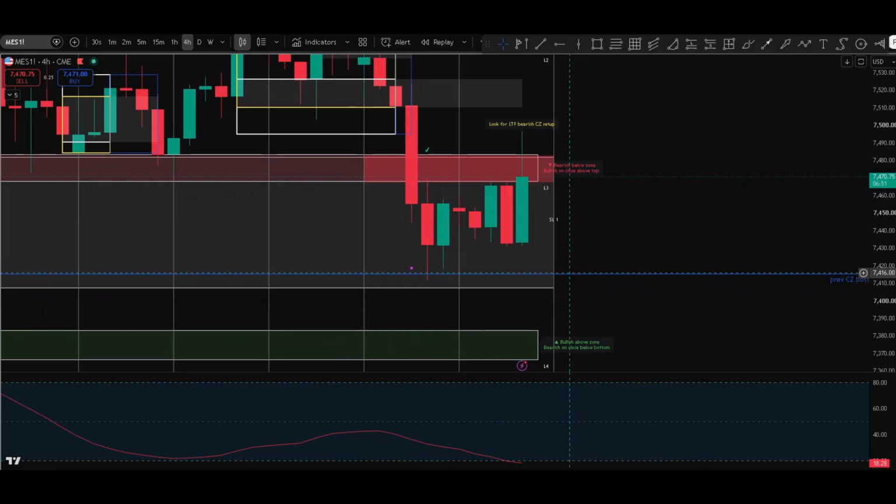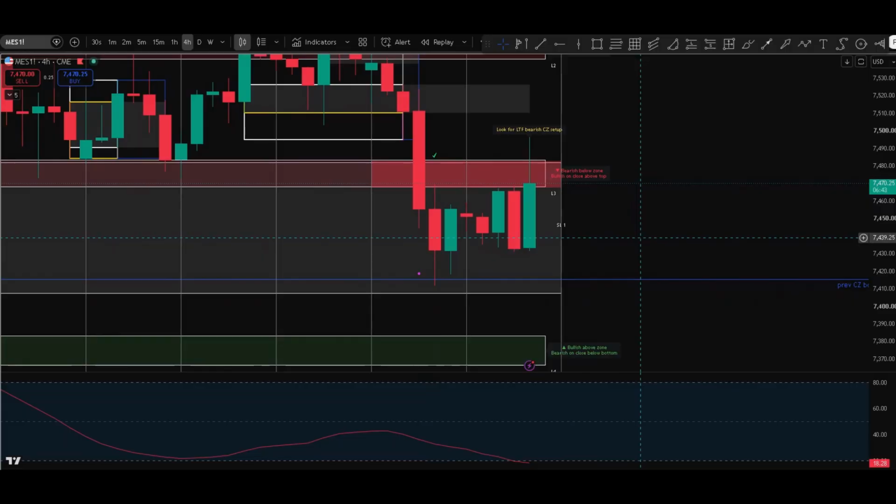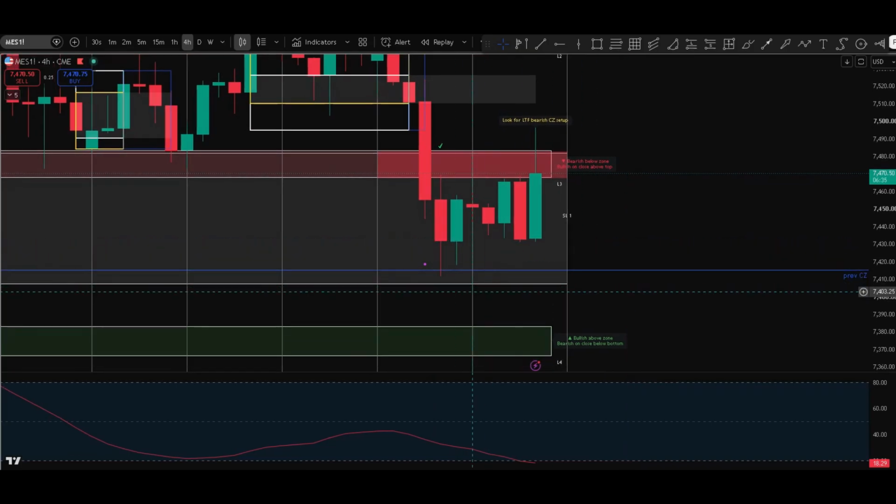Okay, so this blue line is a 15-minute containment zone. Since I'm using the 4-hour chart, I pair the 4-hour with the 15-minute, and I pair the 1 hour with the 1 minute. So let's go over to the 15-minute chart, and I'm just going to show you how we could have predicted this candle trading into this lower time frame containment zone and moving away from it.